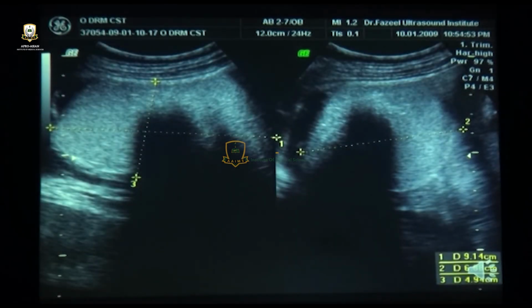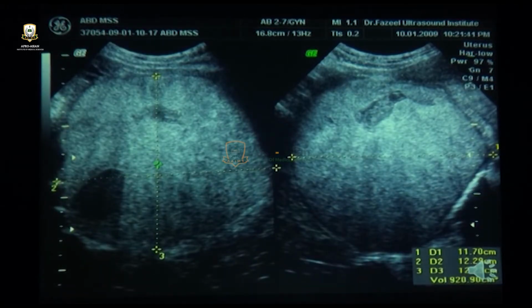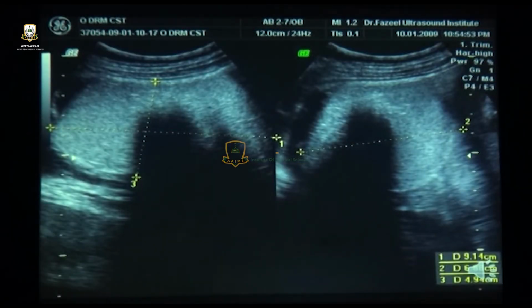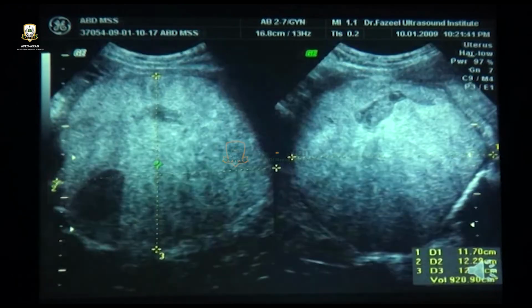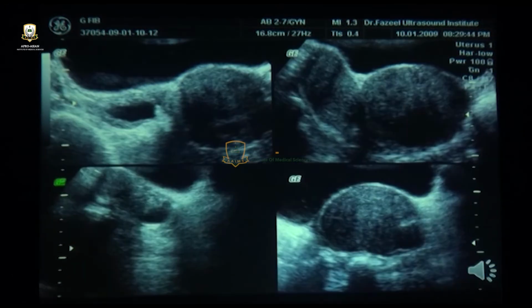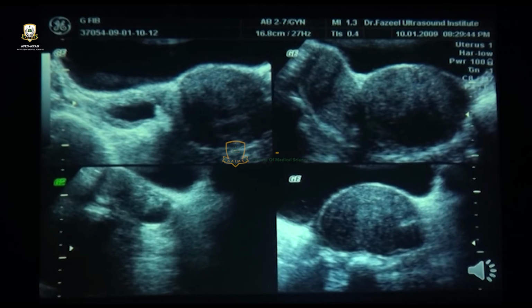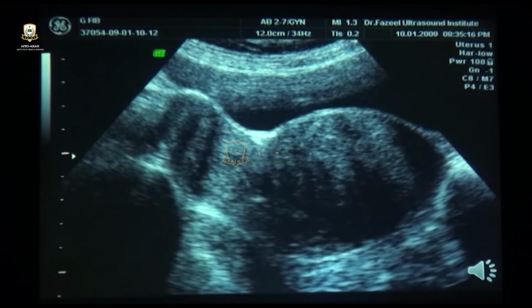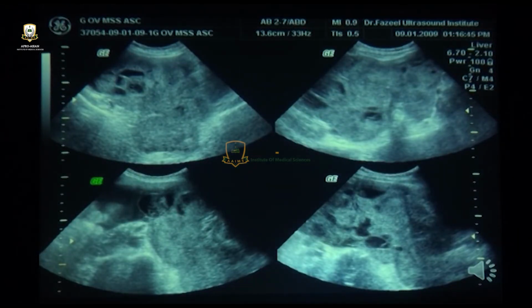Now everybody must be knowing this one. This is a dermoid. This is a dermoid with intense bright areas and shadowing. Another appearance of the dermoid cyst. This is exophytic fibroid projecting from anterior wall.